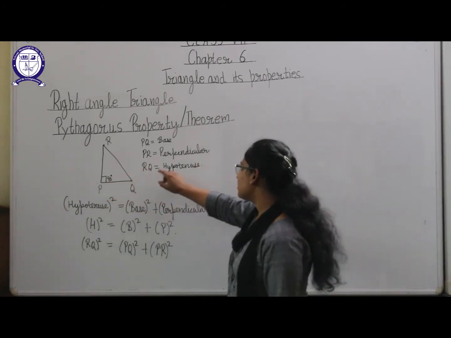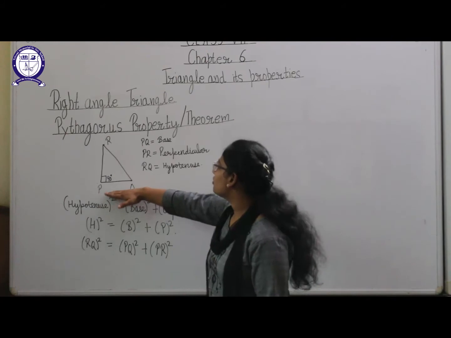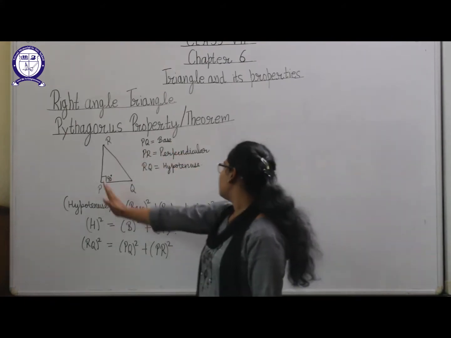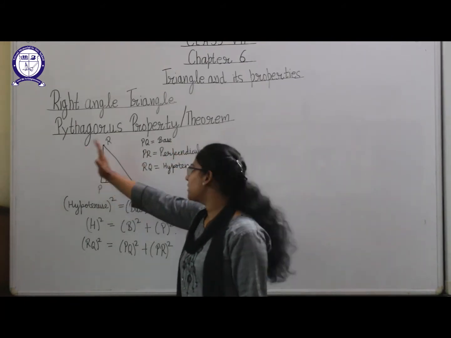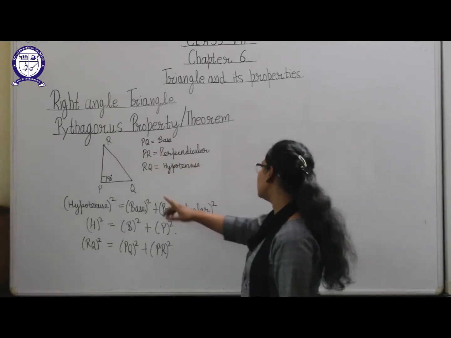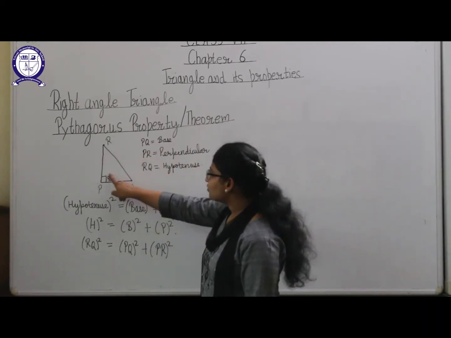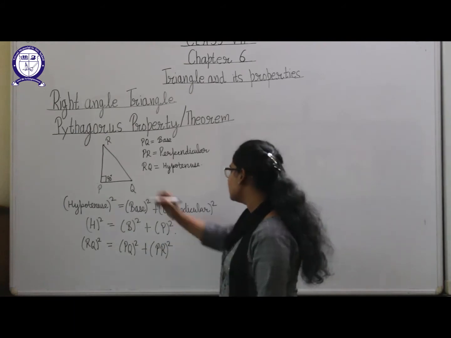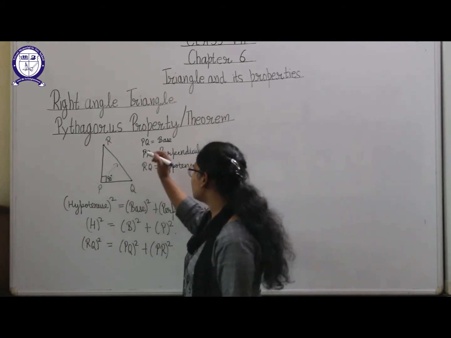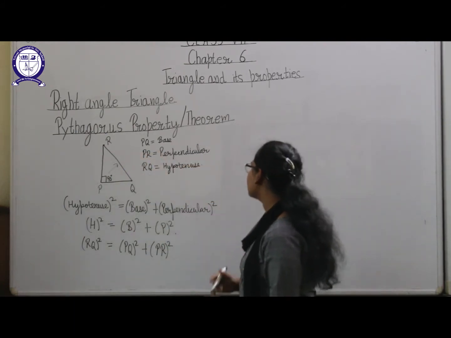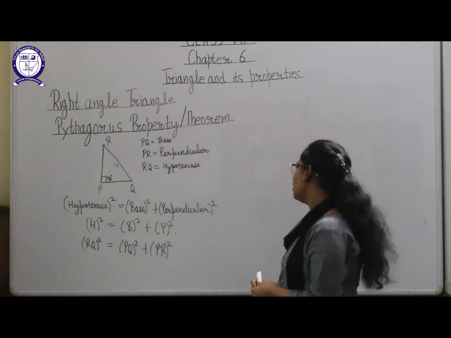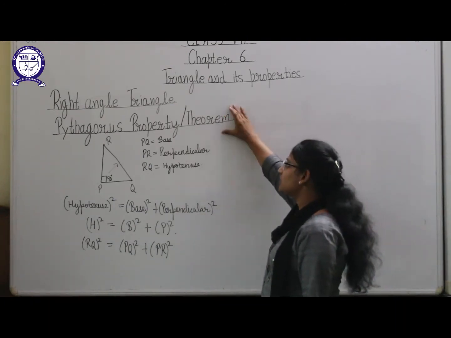So we have done earlier also that this is the base. So PQ is the base here. PR, this height, will be the perpendicular. So PR is the perpendicular, and this is the side opposite to the 90-degree angle. So this is the hypotenuse here. RQ is the hypotenuse. Okay.